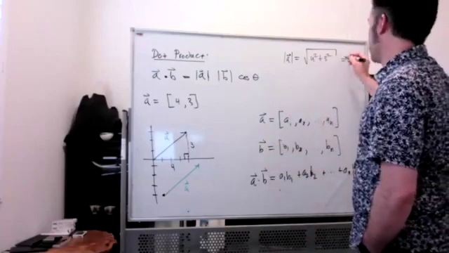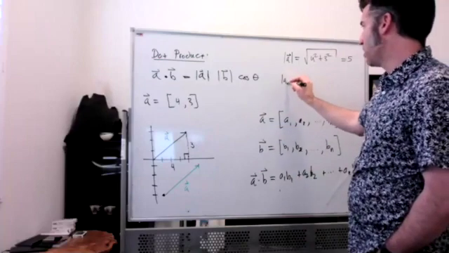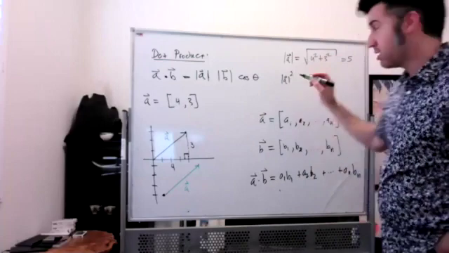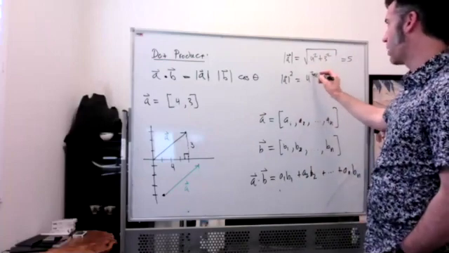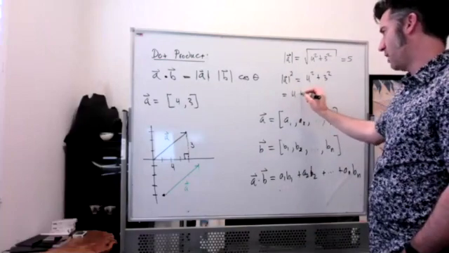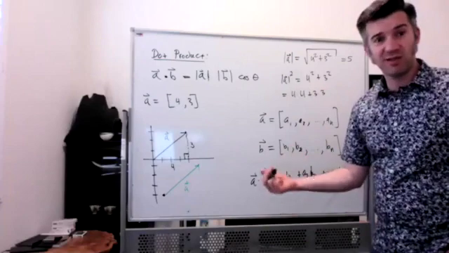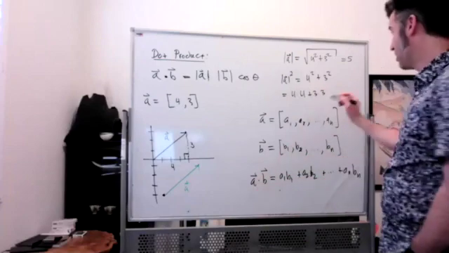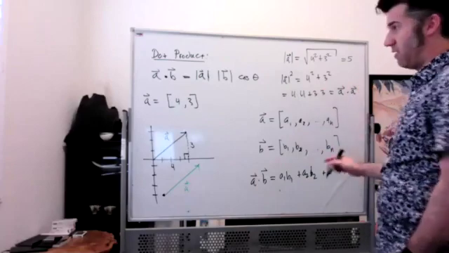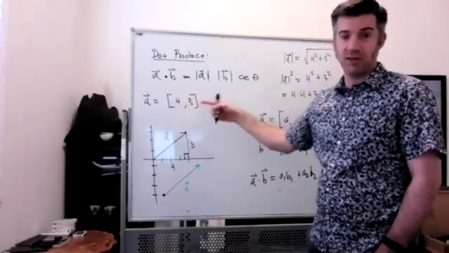But more importantly, maybe not more importantly, as importantly, you can also see that the magnitude of A squared is just 4 squared plus 3 squared, which if you look at this is 4 times 4 plus 3 times 3, which is the vector dotted with itself. That's equal to A dot A. Right? If A is 4, 3, then A dot A is 4 times 4 plus 3 times 3.